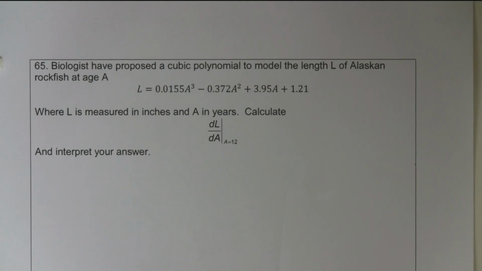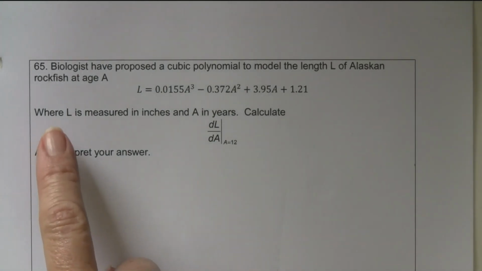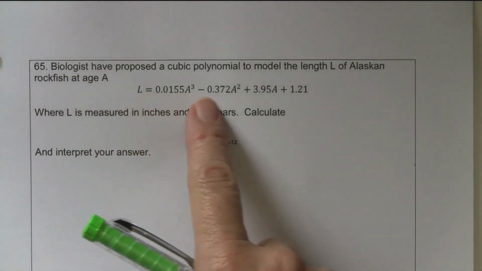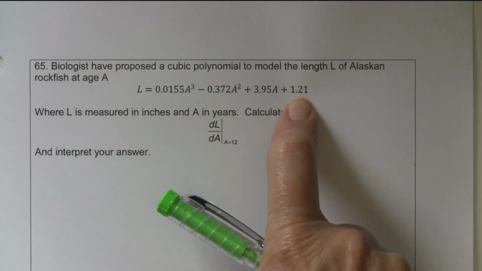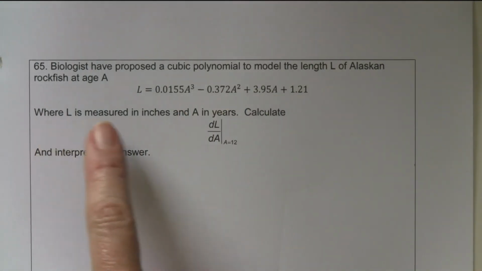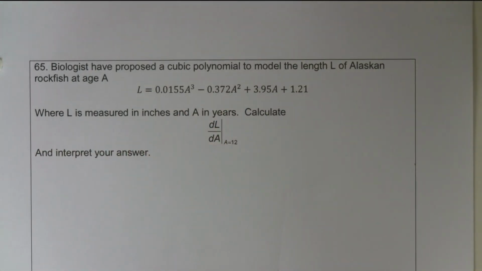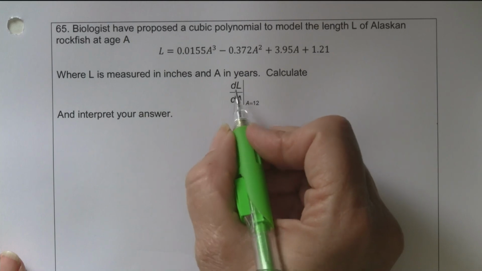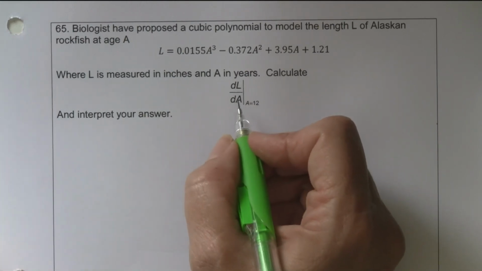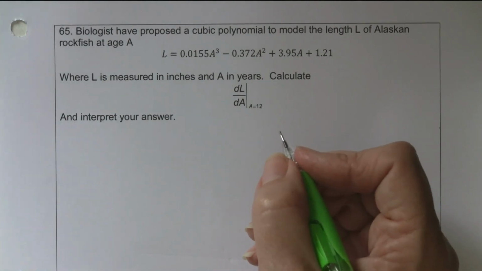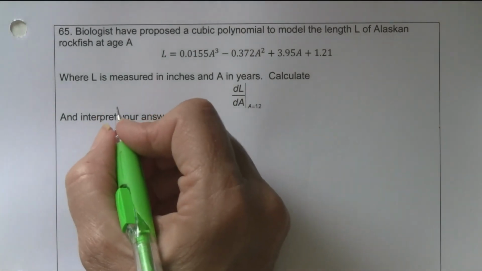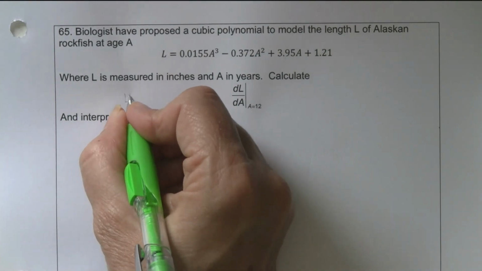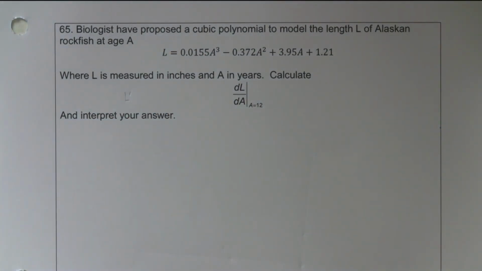And so anyway, they say they got this cubic polynomial to model the length of the rockfish, and they want us to find dL/dA at A equals 12. And then they want me to interpret my answer. Finding dL/dA is not so hard. This is notation for finding the derivative. It's like everything is notation for finding the derivative. They could have also said L prime.